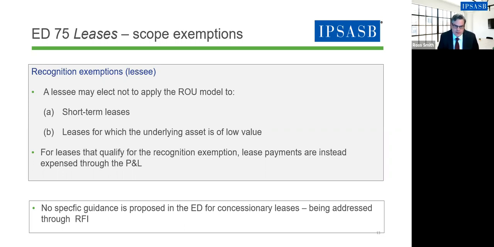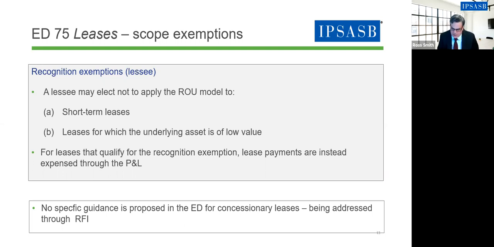I did want to note here, and I'll talk about this more when I get to ED 64 and those proposals, that we have moved away in ED 75 from any specific guidance or consideration of concessionary leases. And that's for the simple reason that I'll talk about more in a few slides. But we're really trying to use the request for information, or the RFI, to gather more information on the concessionary leases issue, as well as other lease type arrangements, so that the board can determine, after it's agreed the ED 75 accounting model in a new standard, how it might deal with those other public sector issues.